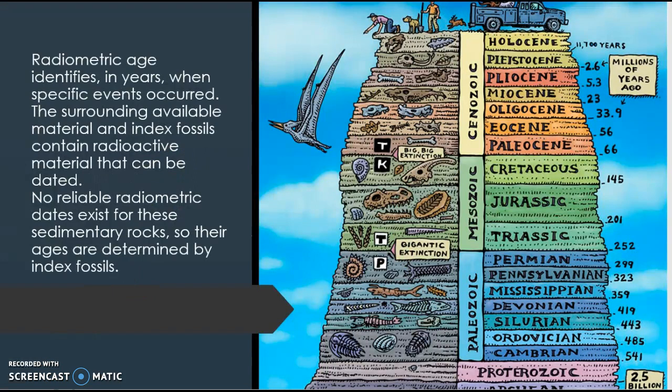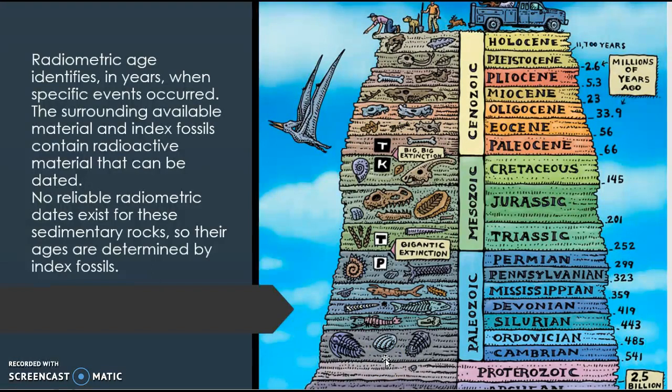Thus far, the rock we have been reviewing is actually rock from the Grand Canyon. Radiometric aging identifies in years when specific events have occurred. The surrounding available material and index fossils contain radioactive material that can be dated.